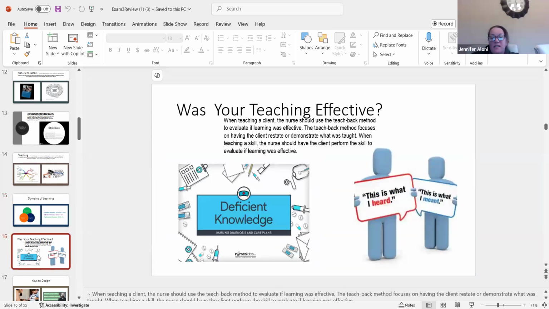When our teaching is effective, we remember the teach back method. To remember if it's effective, the teach back method focuses on having the client restate or demonstrate what was taught. When teaching a skill, the nurse should always have the client perform the skill to see if the learning was effective. Okay. So that's a lot about teaching.